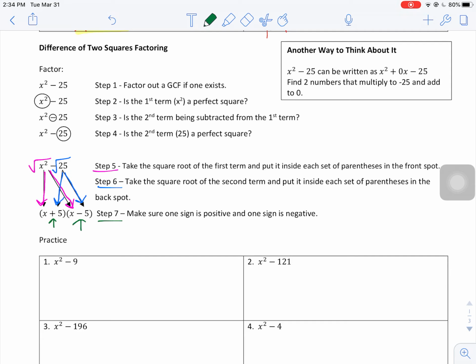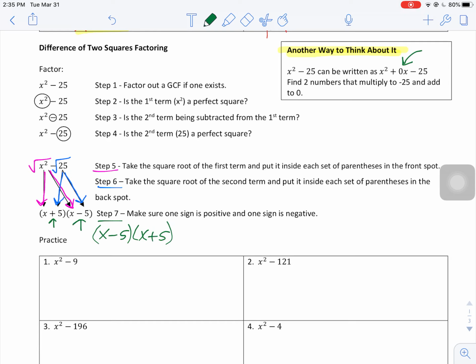So your final answer for this one is x plus 5 times x minus 5, or it would be fine if you wrote it as x minus 5 times x plus 5. Either way would be fine. If you look over here where it says another way to think about it on the right, if you wanted to, you could change this difference of two perfect squares into a basic trinomial by adding in this 0x term.